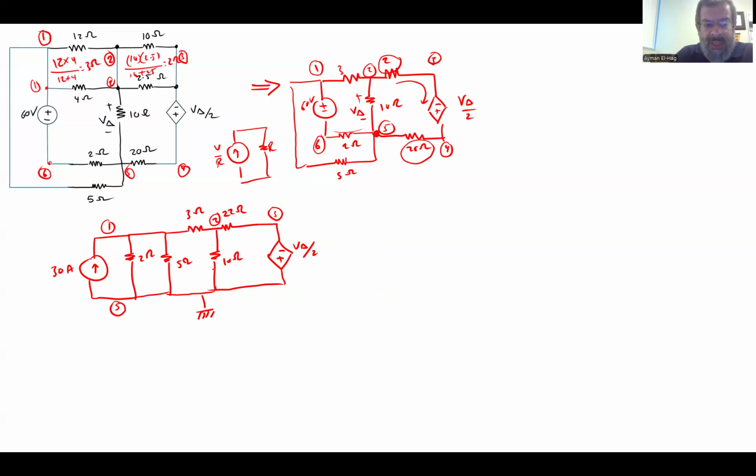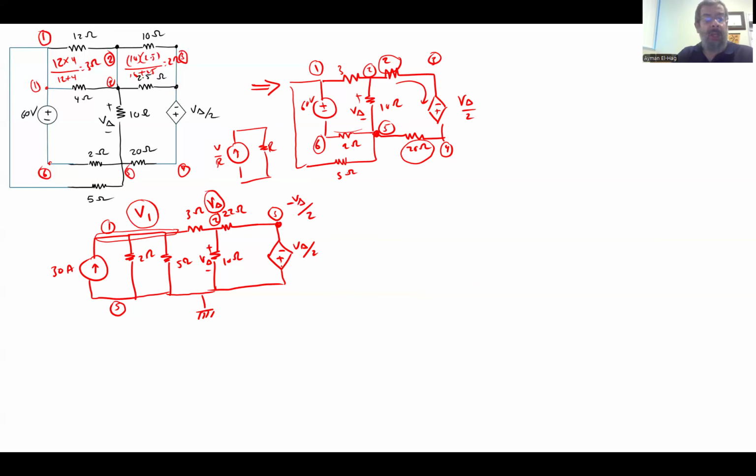Now, what is the voltage at node 2? It's clearly V delta. V delta is the voltage difference across the 10 ohms, or between node 2 and the ground. So this is your V delta. This is one variable. What is the voltage here? I will call it V1. That's something that I don't know. What is the voltage here? It is basically minus V delta divided by 2.